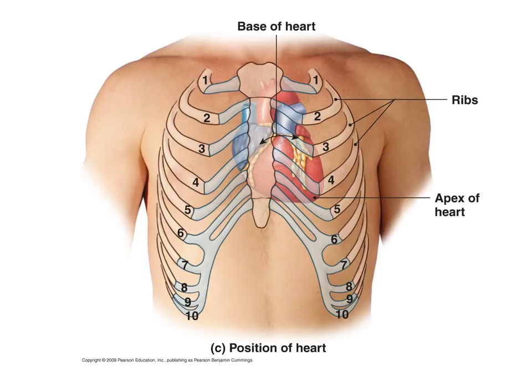The base of the heart is the broad superior part, which has the great vessels attached to it. So you can describe the base as being tipped to the posterior, superior, and to the right of midline. It is found at the level of the third costal cartilage.